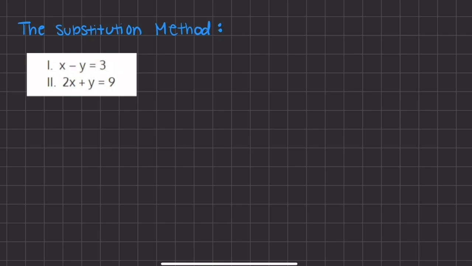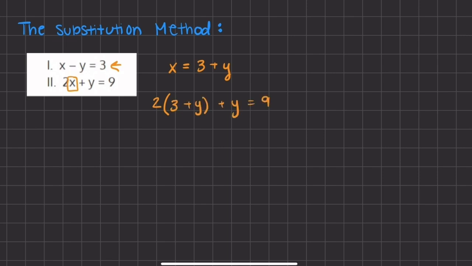In this case, we have x minus y equals 3 and 2x plus y equals 9. We are going to start by isolating the x, and then we will plug that expression for x into our second equation. So in order to isolate x from our first equation, we have x equals 3 plus y. I just added the y to both sides. Now we have an expression for x with only one variable, which is y. And now we're going to plug this expression into the x value in our second equation.